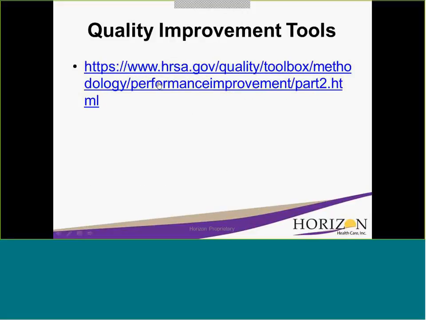So this link is a nice link that you can go to, and you can look up some other quality improvement tools, other ways to use data to help with your quality improvement efforts.